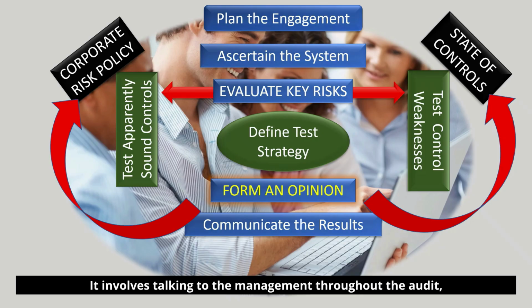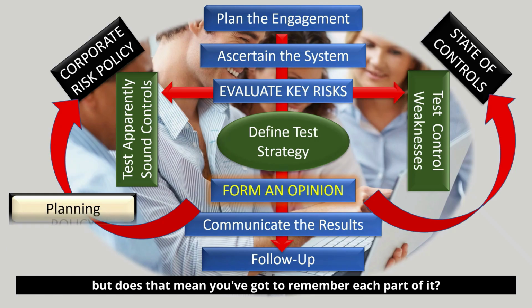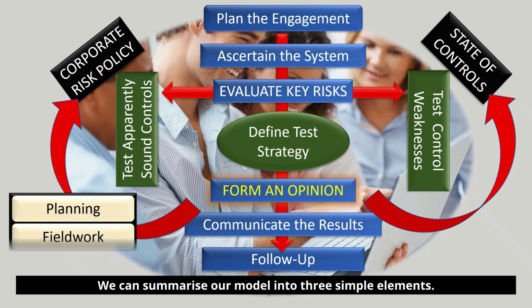It involves talking to the management throughout the audit, as well as issuing a formal draft and final report based on the evidence gathered. We close with follow-up, which is there to ensure the value from the audit has been built into any changes agreed by management. Audit recommendations are only useful if they result in dynamic change for the better, and not through managers promising to make changes simply to get the auditors off their back. We've run through the essence of risk-based auditing, but does that mean you've got to remember each part of it? The answer is no. Not at all. We can summarise our model into three simple elements.